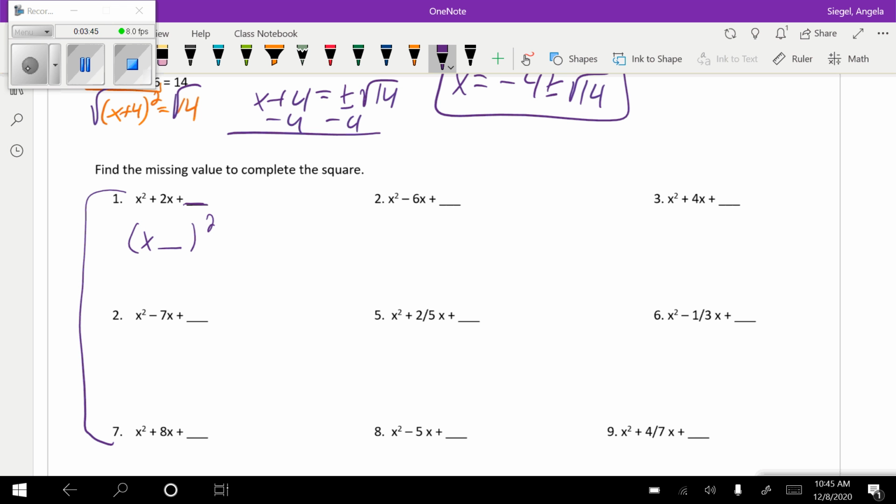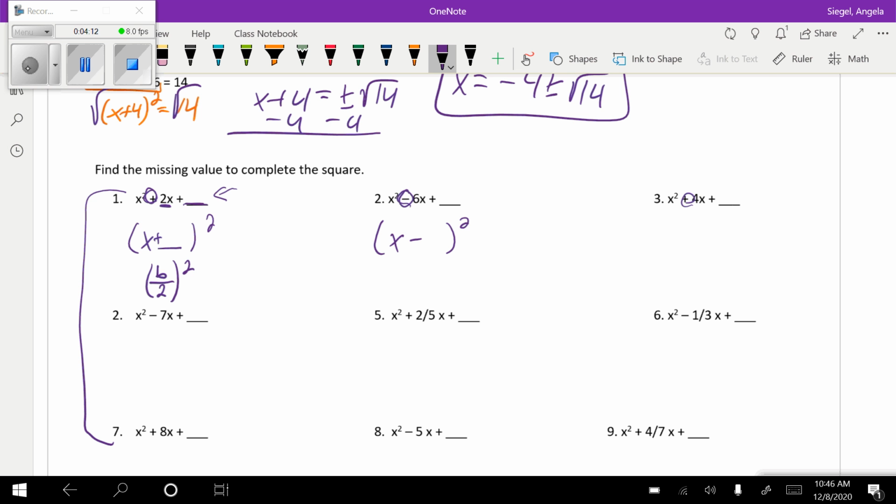Okay, the first thing I want to point out is that this is going to determine what your sign is once it's factored. So this is going to be x plus something squared, and this is going to be x minus something squared. The formula to find this is we're going to take this term, remember that's our b term, and we're going to divide it by 2, and we're going to square it.